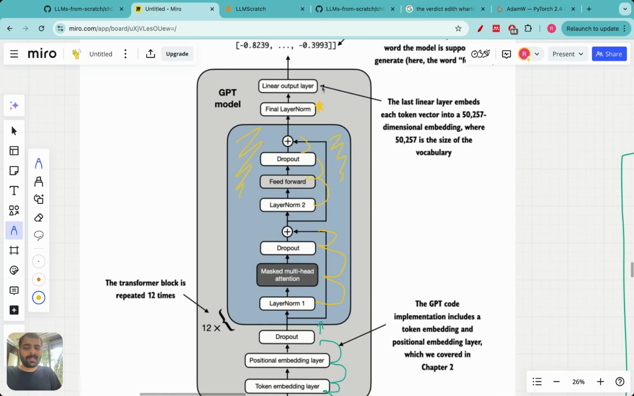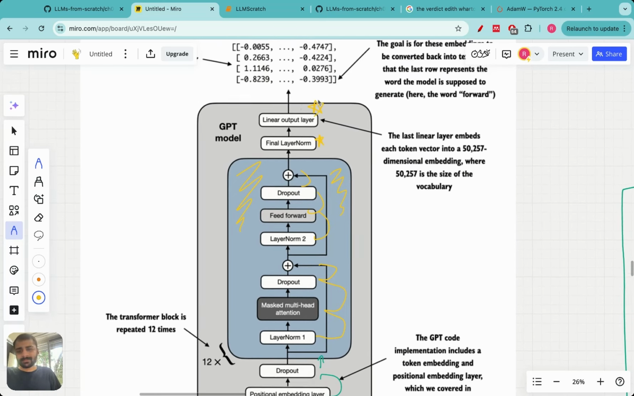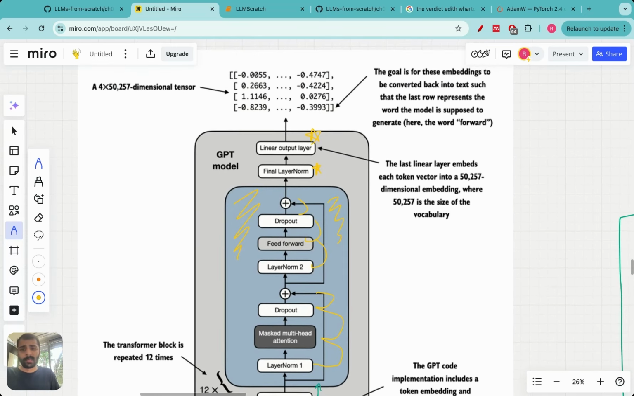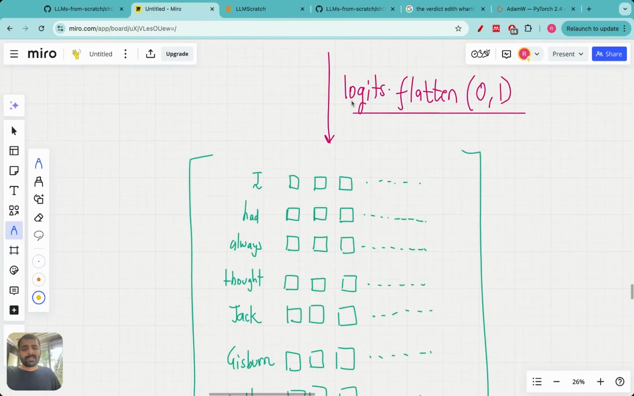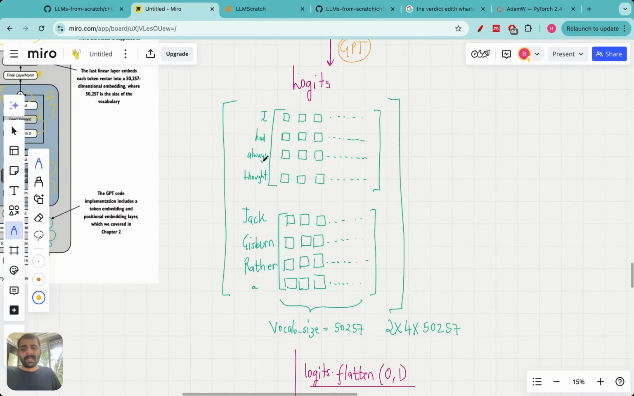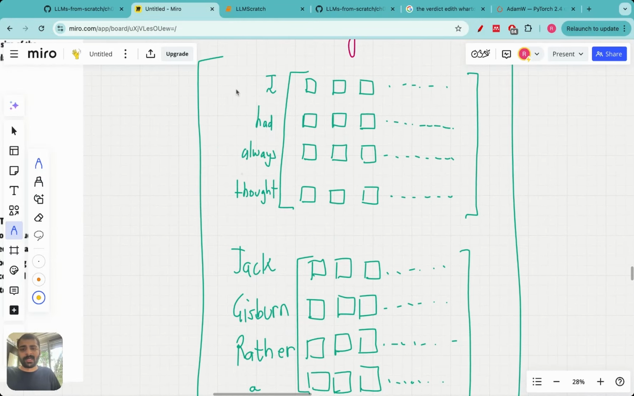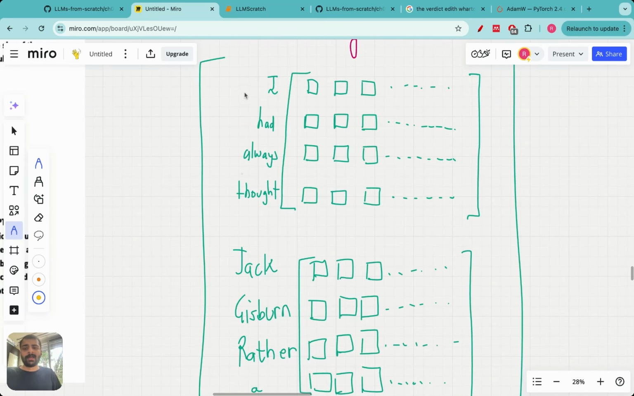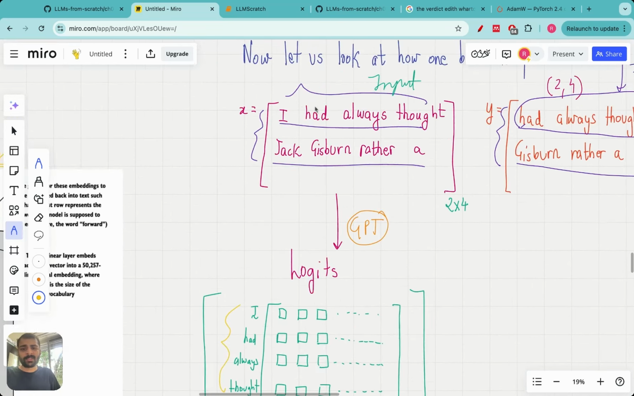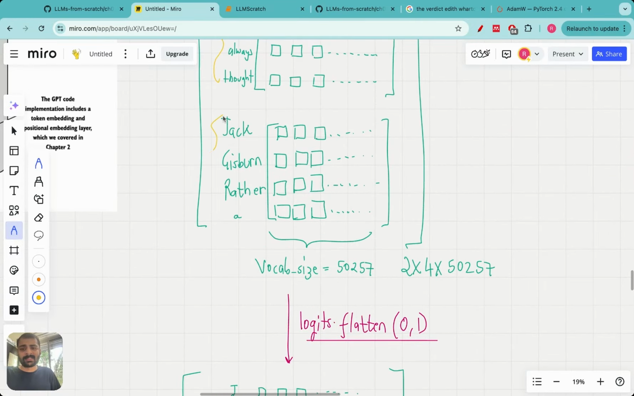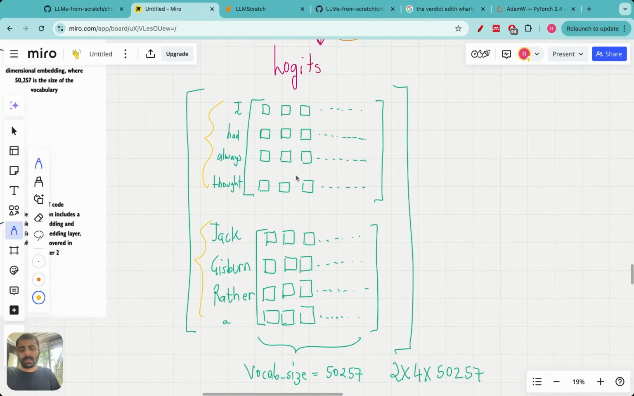There is another normalization layer followed by an output head or output neural network, and then we get this output tensor which is called the logits tensor. The shape of the logits tensor is pretty interesting to note. Let's say we are looking at the first batch right now, and the first batch has two samples. This is the first sample and this is the second sample. This is how the logits tensor looks.